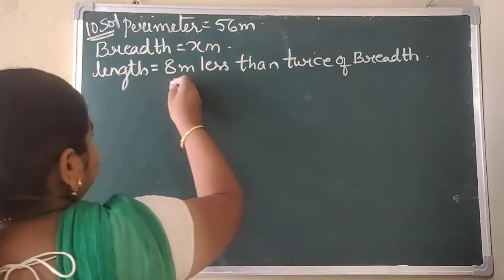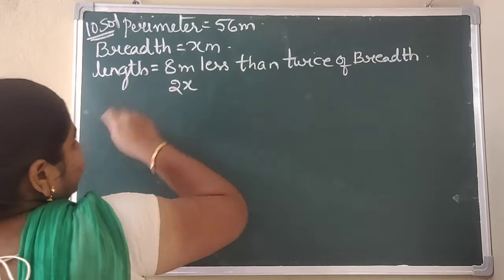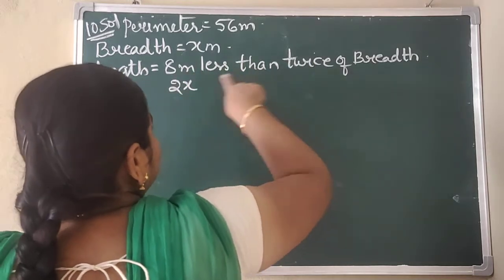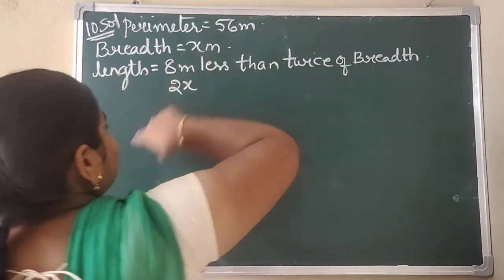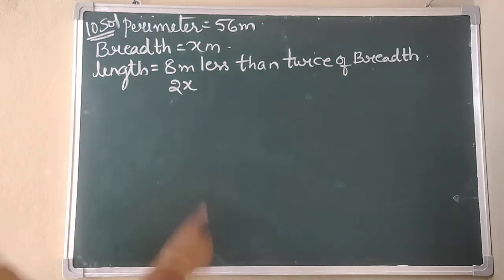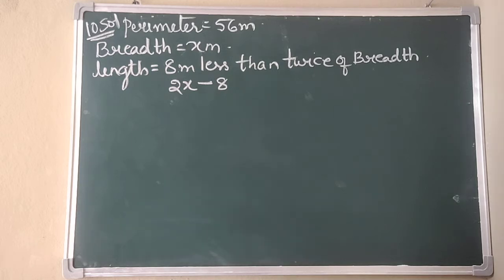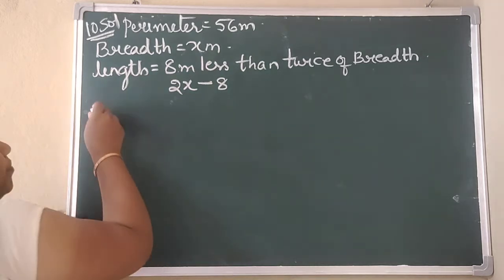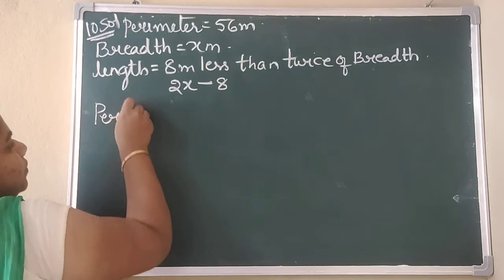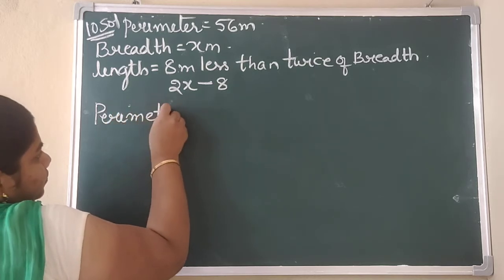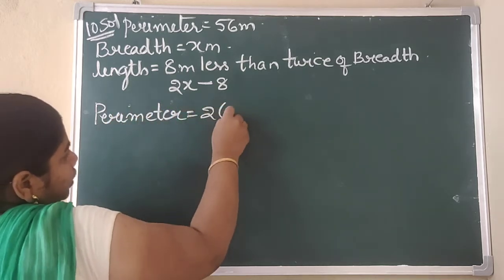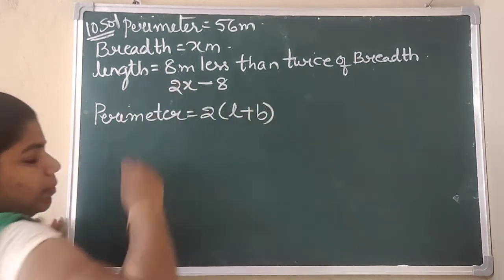Twice the breadth means that will be 2x. Twice is nothing but 2, of is nothing but multiplication, breadth value is x. That's why I wrote 2x. Less is nothing but minus 8. So the length value is 2x minus 8 and the breadth value is x. So now we can find the perimeter of a rectangle by using the formula. What is the perimeter of a rectangle formula? That is 2 into L plus B. So perimeter is equal to 2 into L plus B.